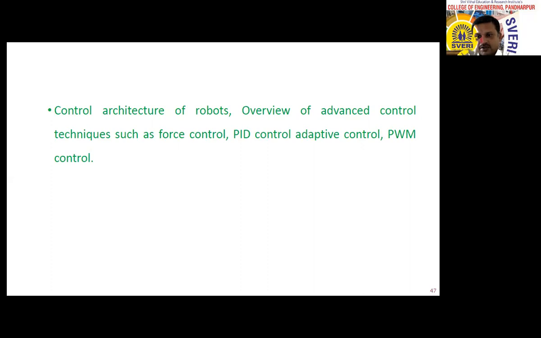Therefore, for that we have some syllabus, that is control architecture of robots, overview of advanced control techniques such as force control, PID control, adaptive control, and PWM control. PWM control means pulse width modulation control.